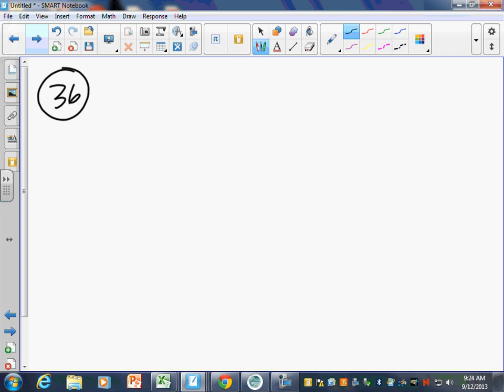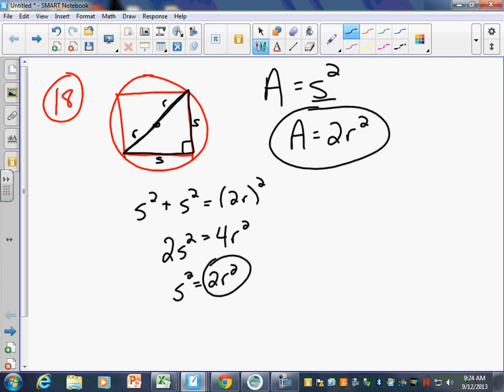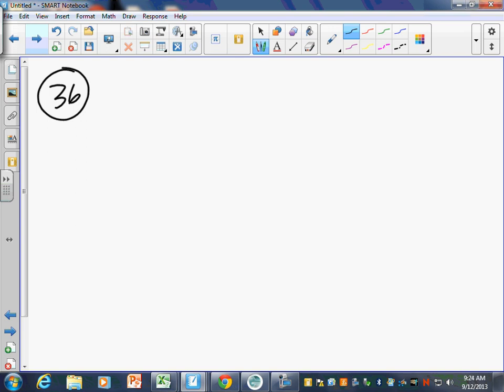I still didn't get 33. I got 36. Yeah, I got 36. I didn't get 30. Yeah, because the answer is write the area of the square. So the area of the square in terms of R, that's your answer. We don't know what the R is.